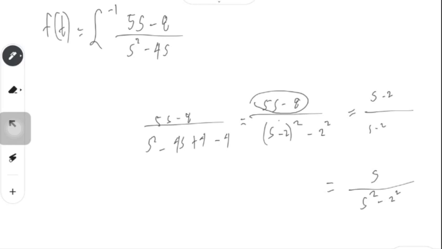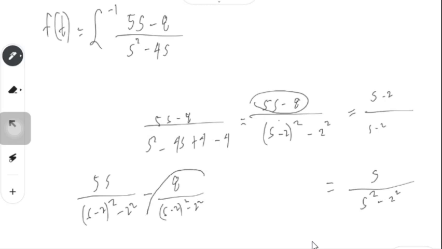Theorem 1, o sige. Kung i-apply natin yung theorem number 1, ito yung magiging 5s divided by (s minus 2) squared minus 2 squared, minus 8 divided by (s minus 2) squared minus 2 squared. Ito okay na, di ba? Hindi pa rin, kasi wala kang s minus 2 sa numerator. Magdadagdag po tayo sa numerator.